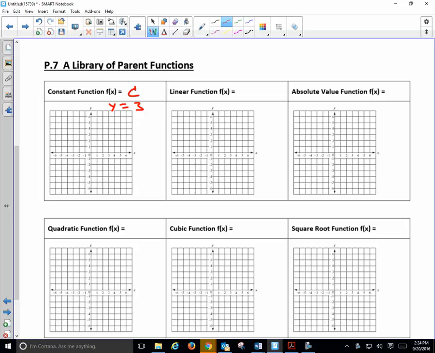Let's pick a spot where it has a y value of 3. Does this coordinate have a y value of 3? Does this coordinate have a y value of 3? So is that going to make a horizontal line or a vertical line? It's going to make a horizontal line. This is something you've learned before.